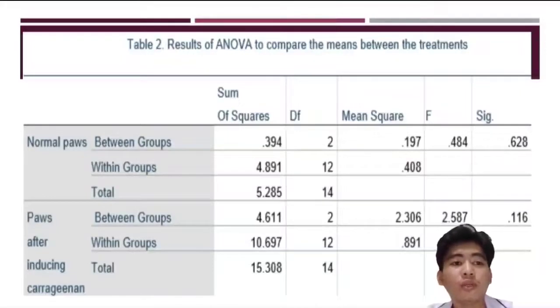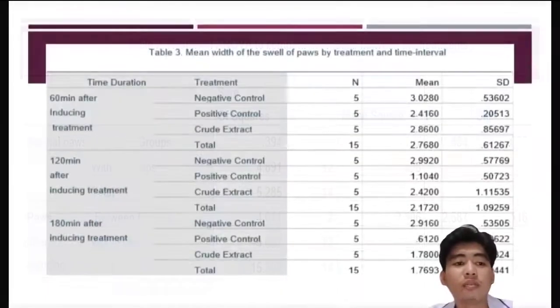So for Table 2, this is the results of ANOVA to compare the means between the treatments. Table 2 shows that no significant differences were observed between the means of the treatment groups before and after inducing carrageenan. This is revealed by the computed F with significance level of greater than 0.05. This means that the width of the paws of the cheeks is the same for all the 3 treatments before and after inducing the drug. Since no significant difference were observed after inducing carrageenan, it means that the swelling effect of the drug is the same for all the subjects.